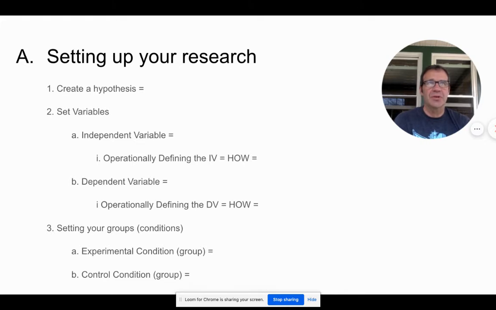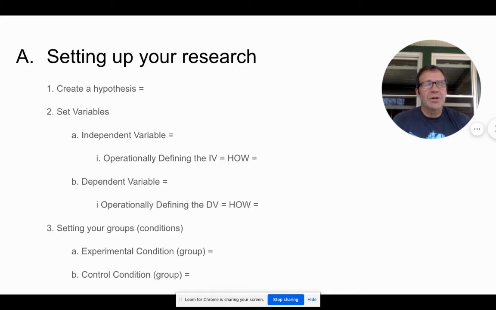If a child plays violent video games, then they will be more aggressive. I'm going to be manipulating whether or not they play video games, okay? So that's what I'm manipulating. So when we operationally define the independent variable, we talk about how. And what I mean by that is, how is the researcher manipulating the variable?